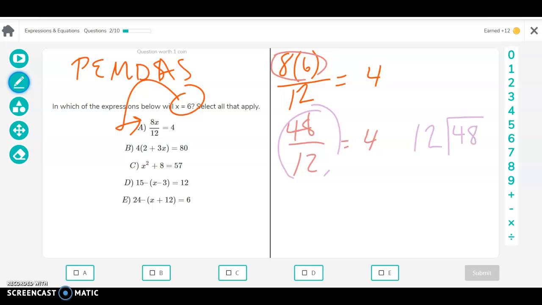So I know 12 times 2 is 24. 12 times 3 is 36. Let's try 12 times 4 just to check. 48. Okay, so that equals 4. So 48 divided by 4 is 12. 4 equals 4. A is one that works. So you can select A for that one.